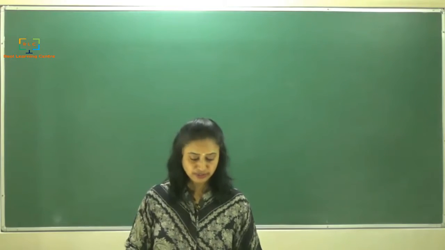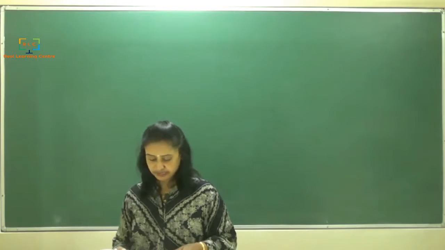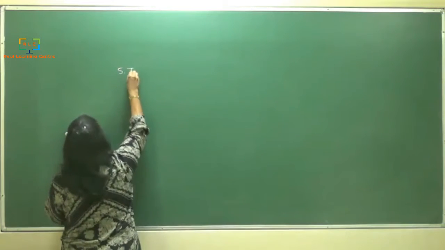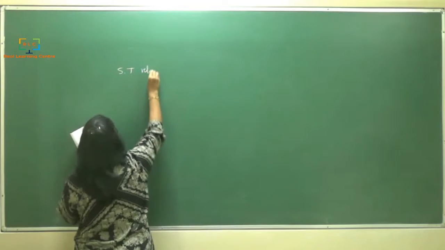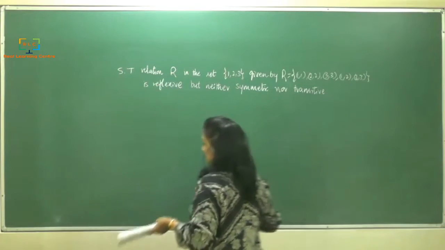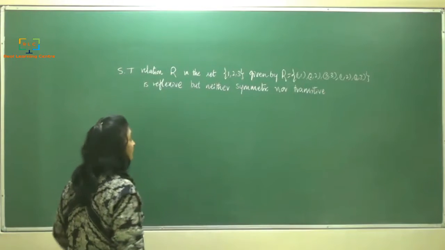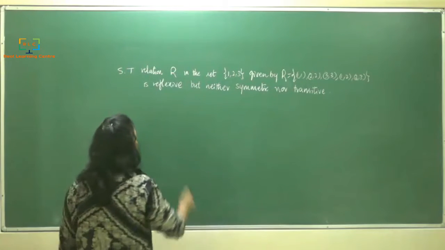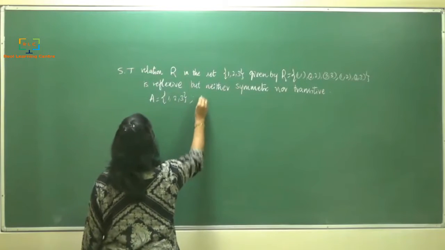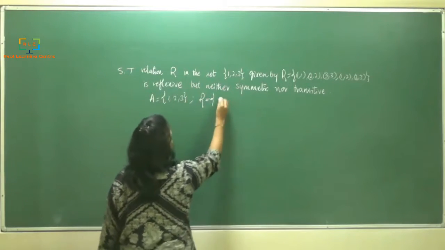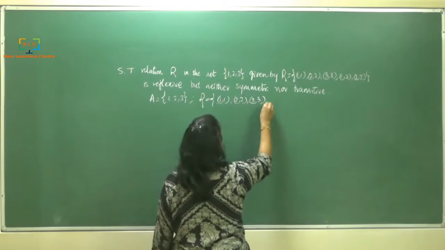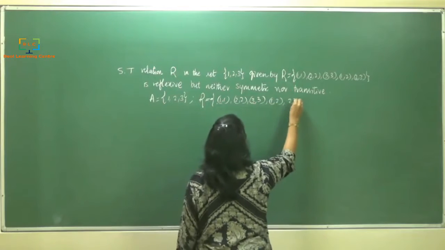Okay, so we are getting into the exercise questions now. We have this example 4 I'll write. It is like this. Show that relation R is not transitive. Okay, now children, they have given the set A. I'll take set A is equal to {1, 2, 3}. And they have given R is equal to {(1,1), (2,2), (3,3), (1,2), (2,3)}.